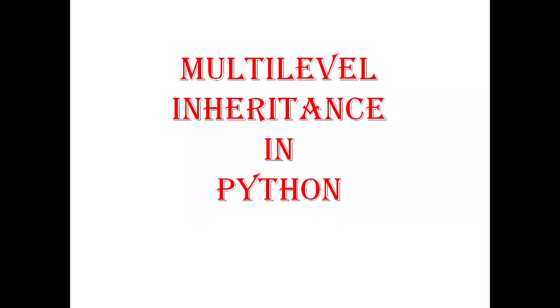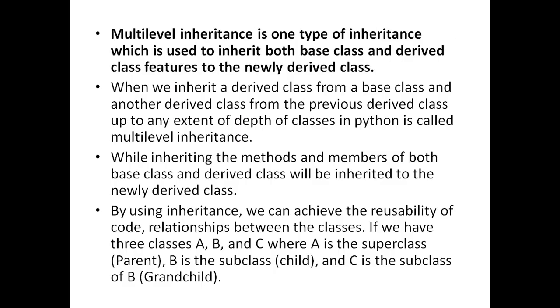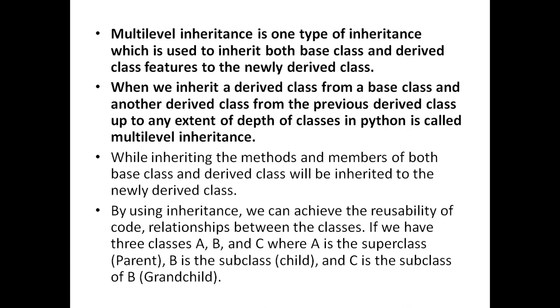Here we will see multilevel inheritance in Python. Multilevel inheritance is one type of inheritance which is used to inherit both base class and derived class features to the newly derived class. When we inherit a derived class from a base class and another derived class from the previously derived class up to any extent of the depth of the classes, it's called multilevel inheritance in Python.